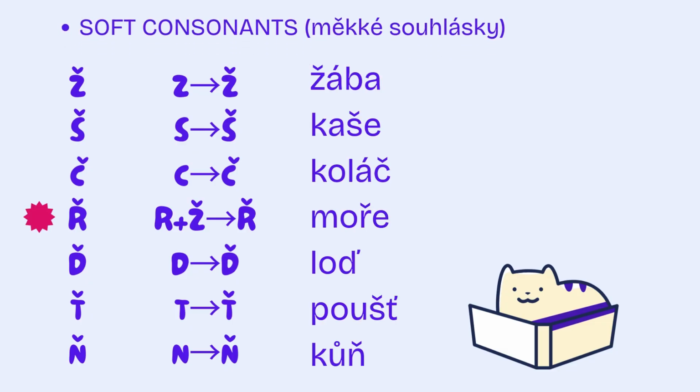Let's see how they sound in words. First one, žába, kaše, koláč, moře, loď, poušť, hůň.